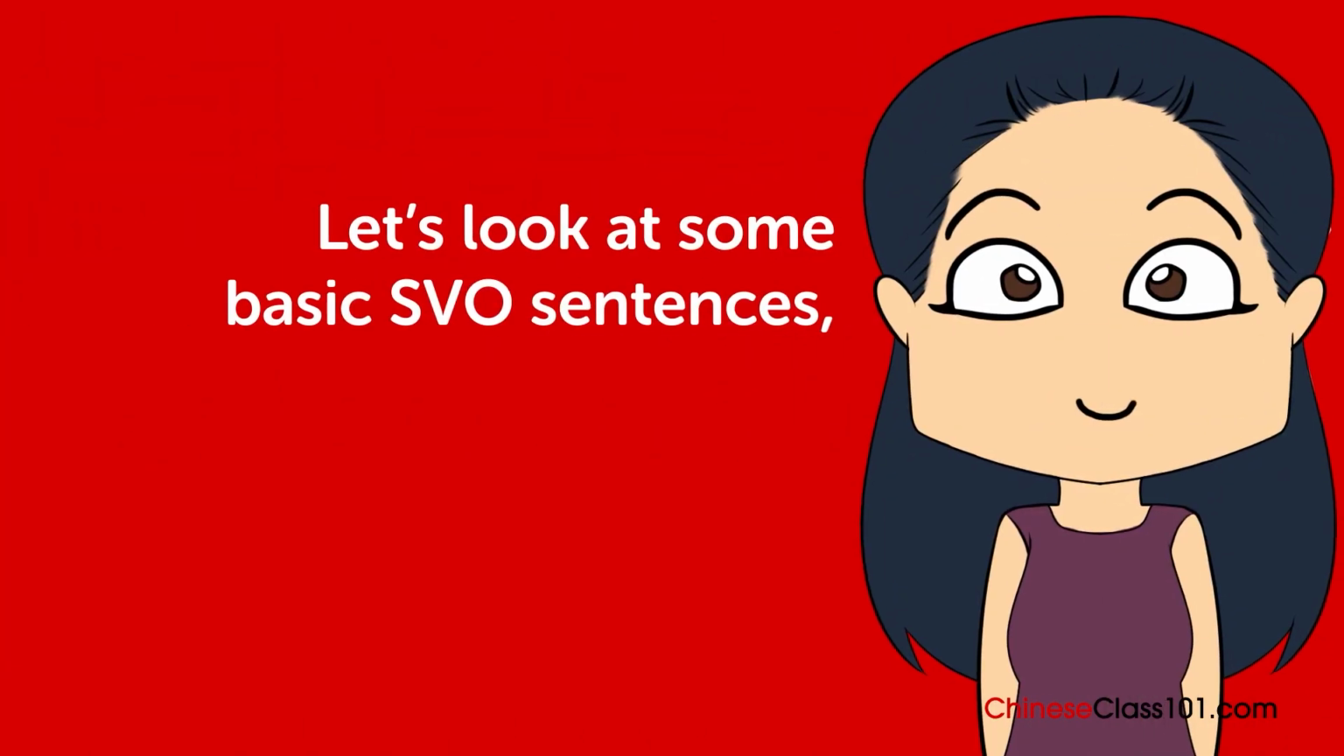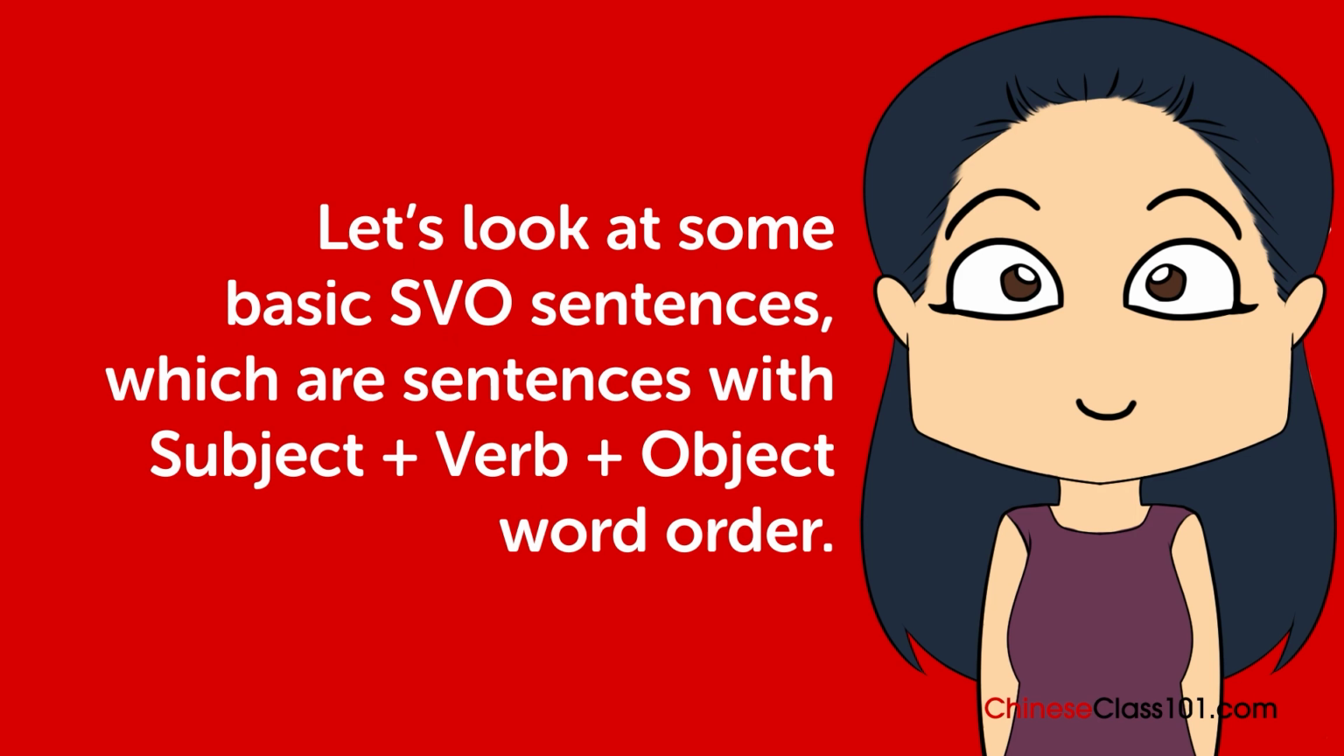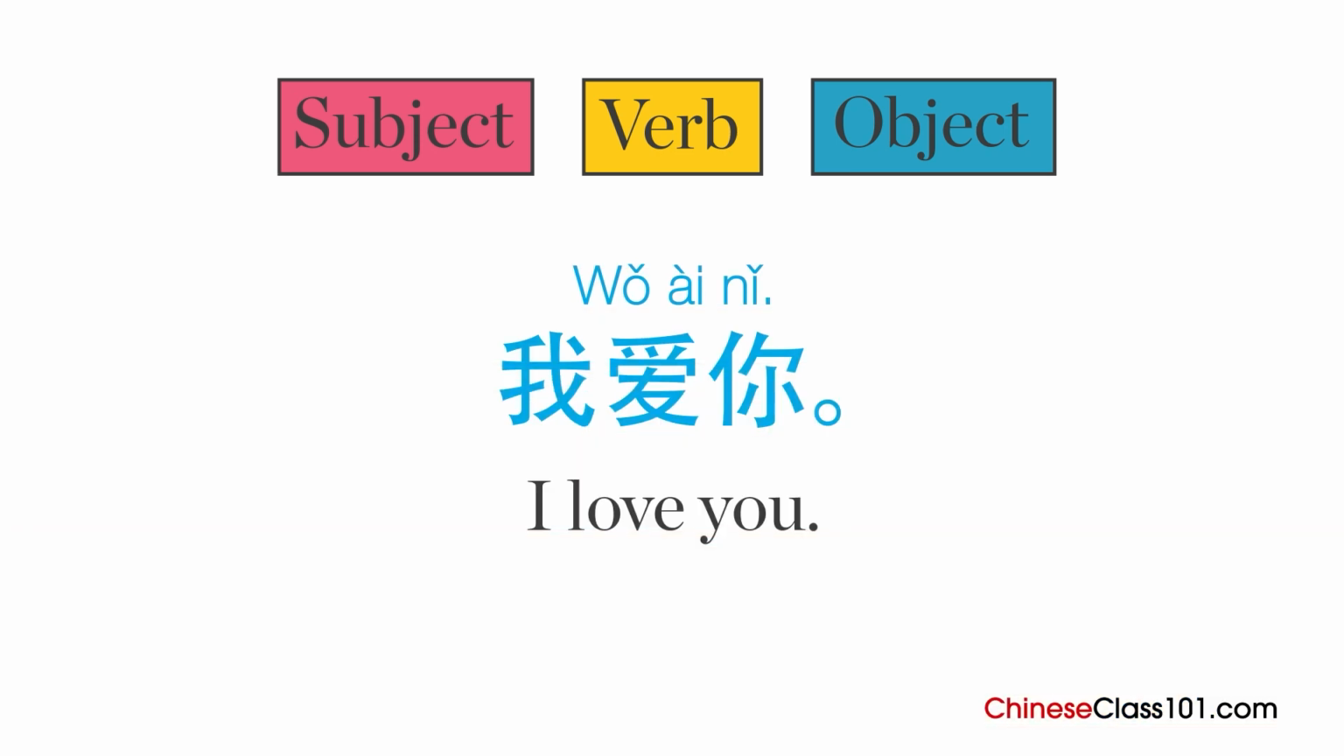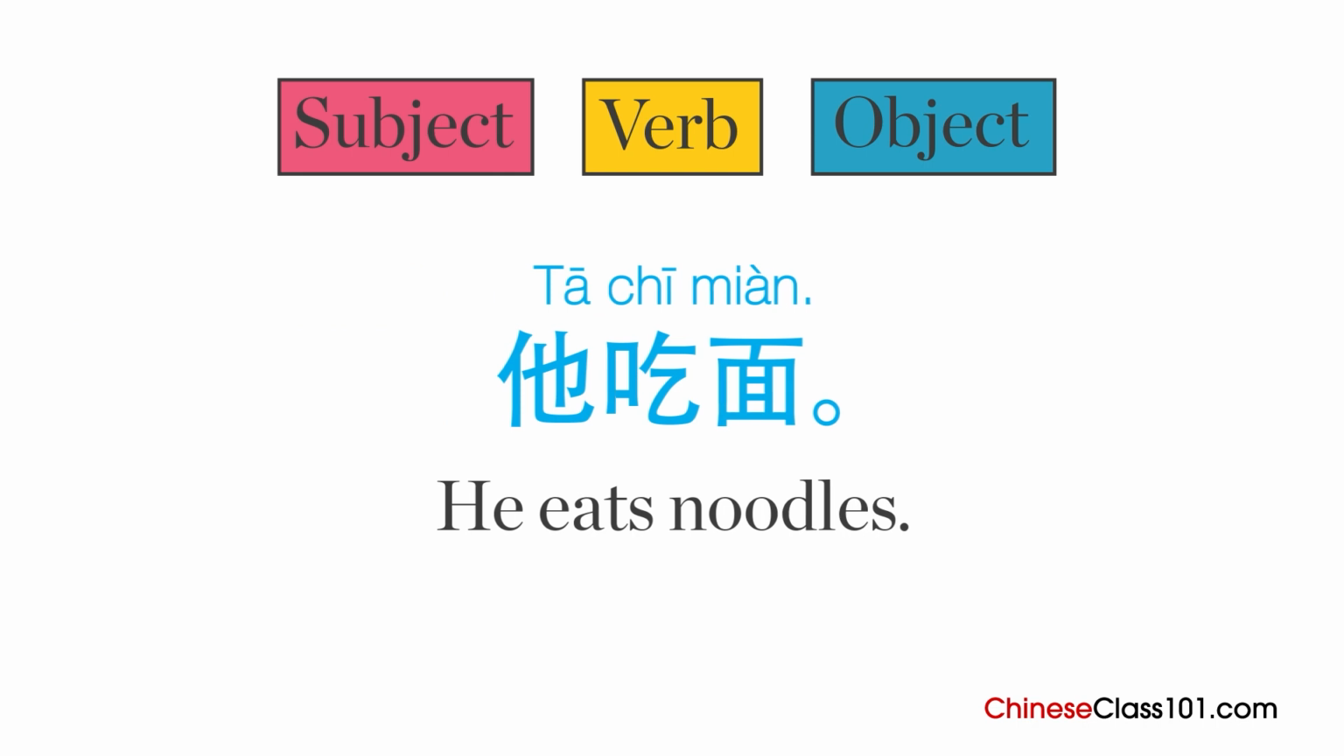Let's look at some basic SVO sentences, which are sentences with subject plus verb plus object word order. 我爱你, I love you. The subject is 我, the verb 爱, and the object 你. Just like in English. 他吃面, He eats noodles. The subject is 他, the verb 吃, and the object 面.